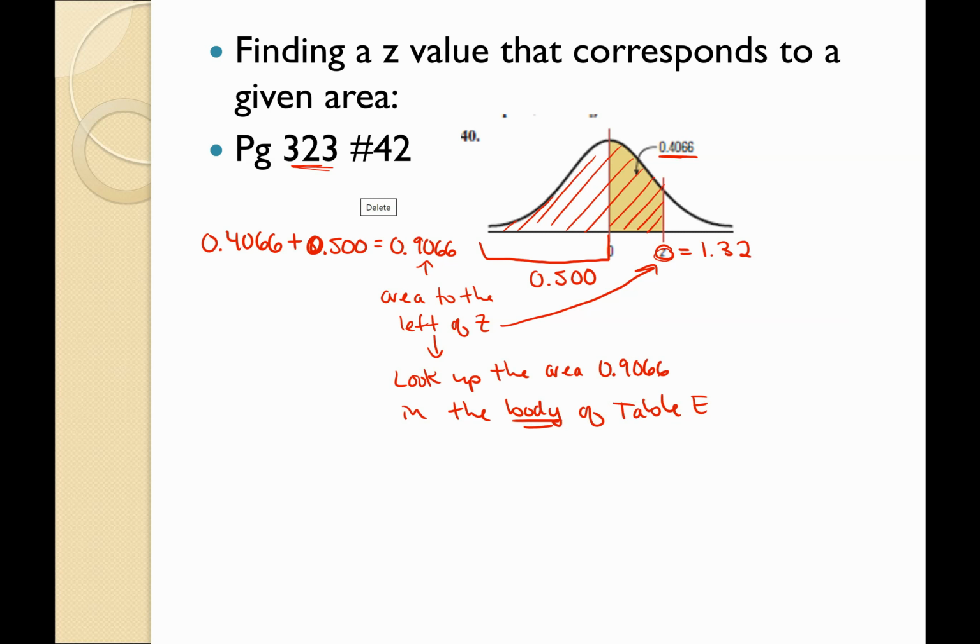We're working our way backwards from what we just did in all of our other examples. In all our other examples, we had Z, and we used Z. We used the side column and the top row. We found the Z we needed, and then we went to the body of the table to find the matching area. Now we know the area, so we're going to start in the middle in the body of that table and work our way out to that side column and that top row to find Z.